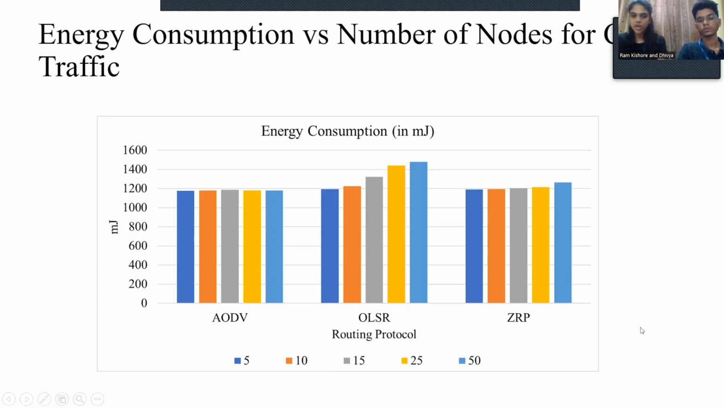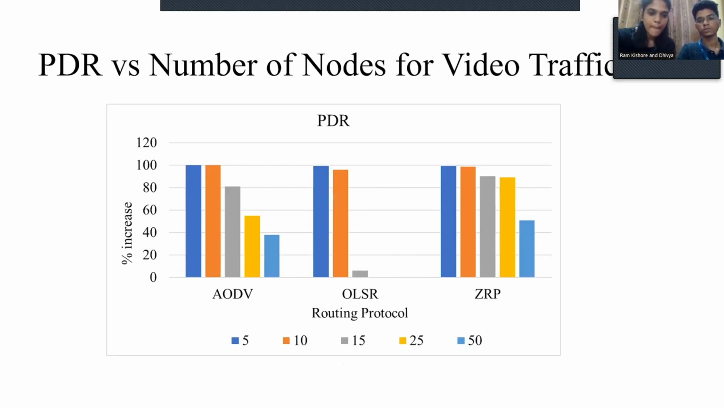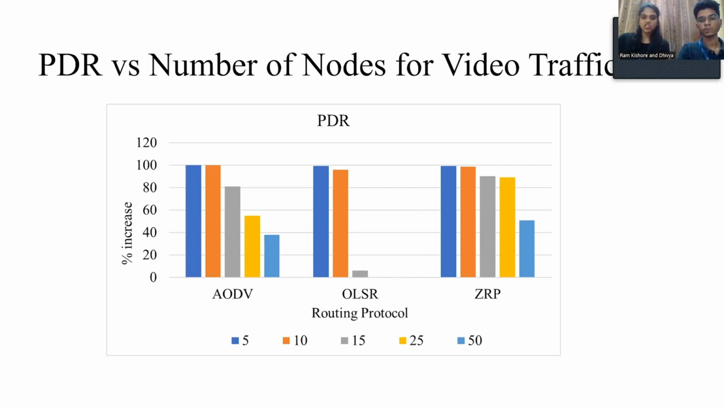Now we'll see video traffic. The first graph we're going to see is PDR versus number of nodes. In this architecture, ZRP facilitates swift adaptation to changes in network topologies, leading to enhanced PDR. So that's the reason why ZRP shows relatively better results than the other two routing protocols.